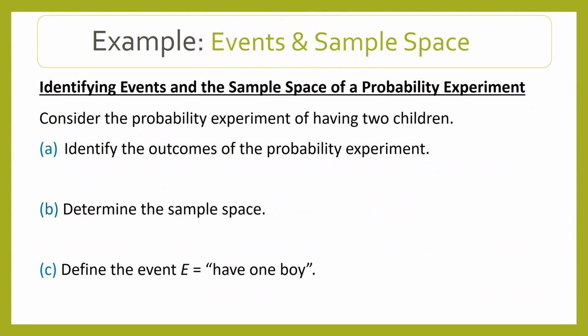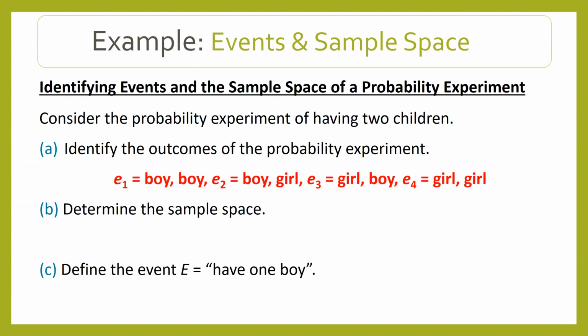All right, so how do we identify events and the sample space of a probability experiment? Let's consider this example. Consider the probability experiment of having 2 children. Just 2 children. Question 1, identify the outcomes of the probability experiment. Determine the sample space. And last question, define the event E, which is have 1 boy. All right, so let's identify the outcomes first.